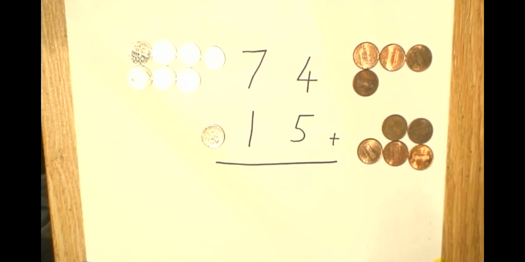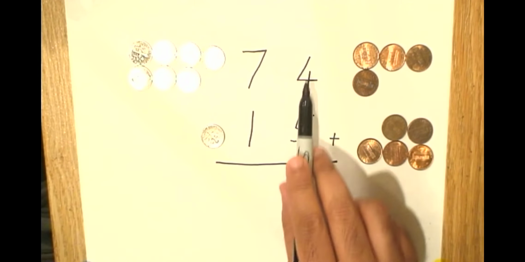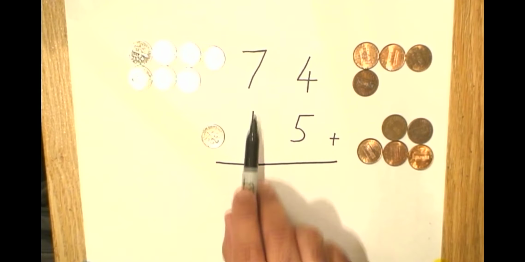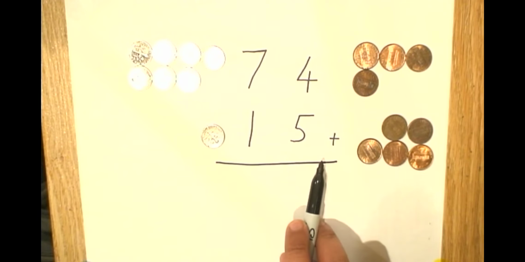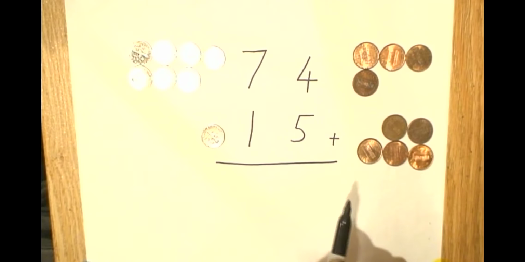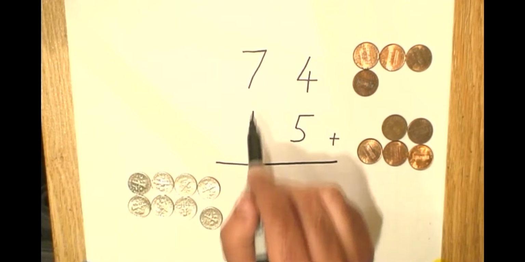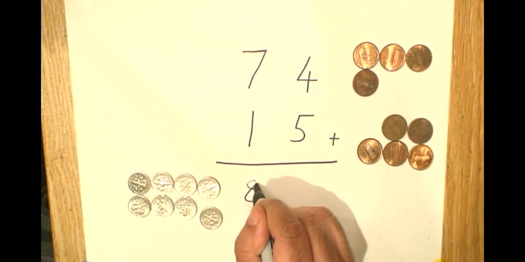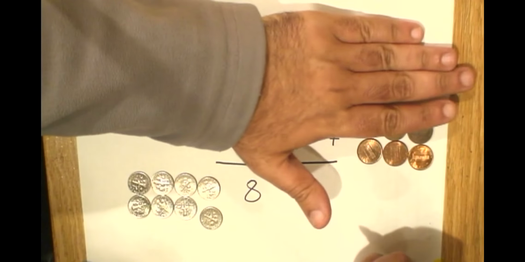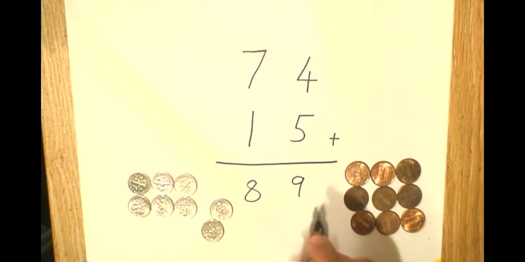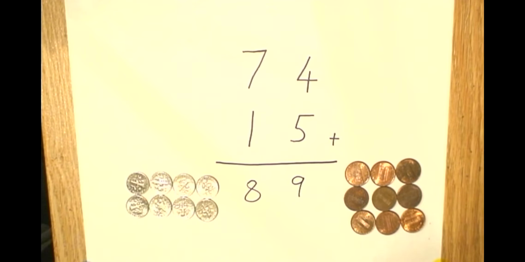The more modern approach is similar, but it has one key difference. Instead of starting from the right column and moving leftwards, we start from the left column and make our way rightwards. So instead of starting with the pennies, we would start with the dimes and add them up. 7 dimes plus 1 dime gives us 8 dimes, and 4 pennies plus 5 pennies gives us 9 pennies. So once again, we end up with the same answer, 89 cents.